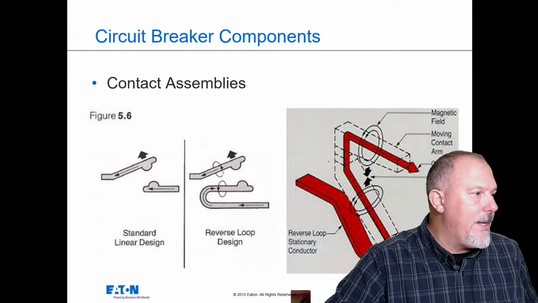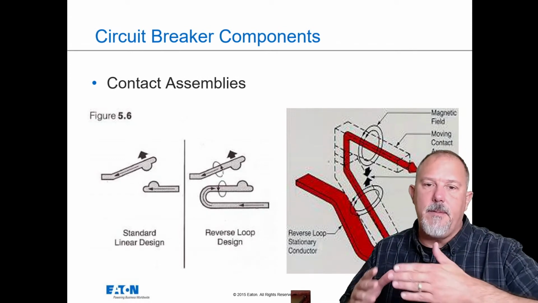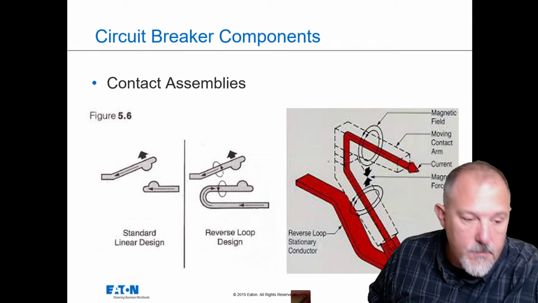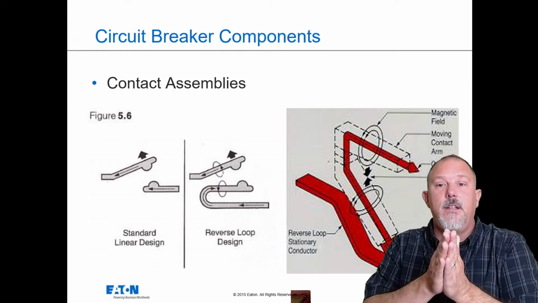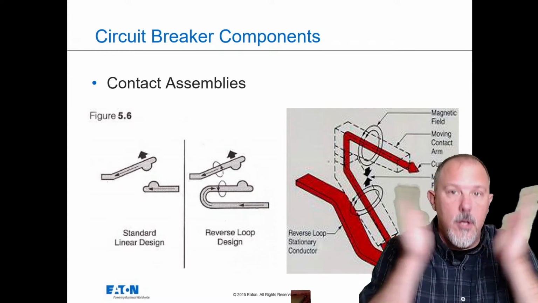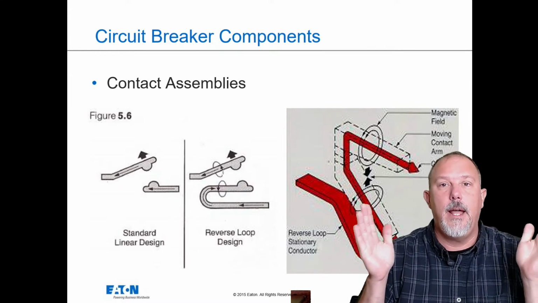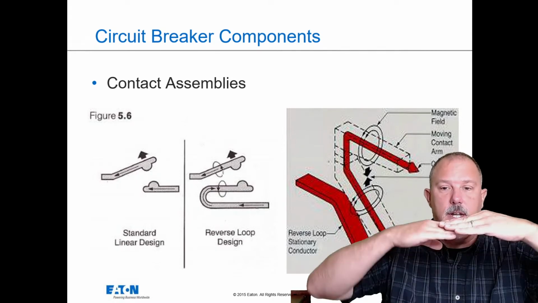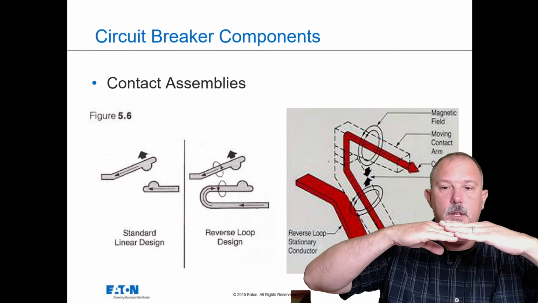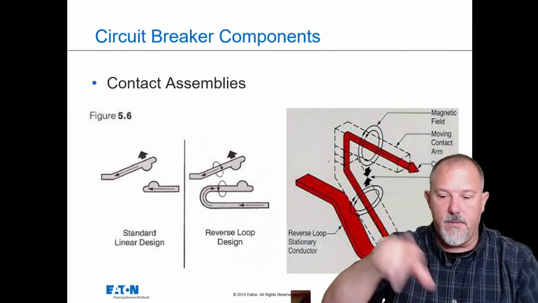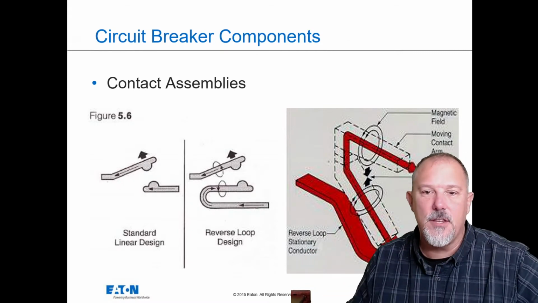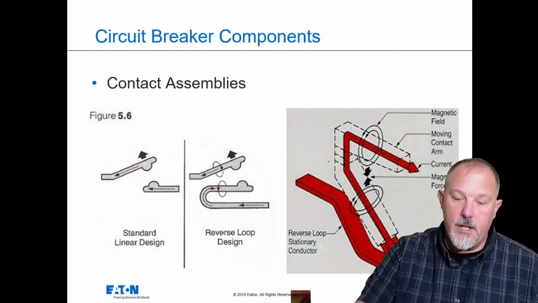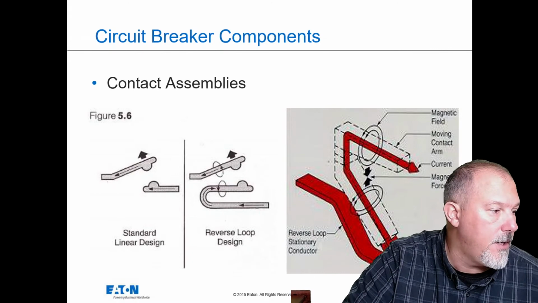So how we get the current limiting, think about the reverse loop design on a circuit breaker. That is what gives me that, where the magnetic forces will blow those contacts apart and help me clear the fault. Instead of the standard linear design, you're curving it back on each other, and the magnetic forces blow those contacts apart. And you can see it in this next little video here.